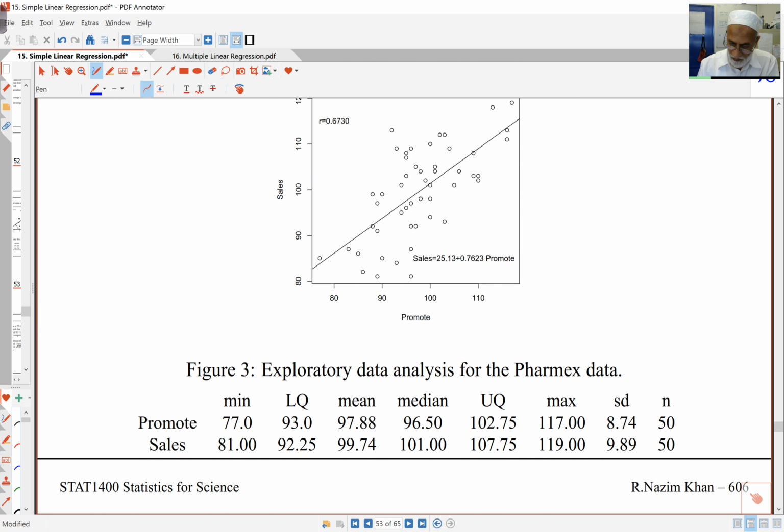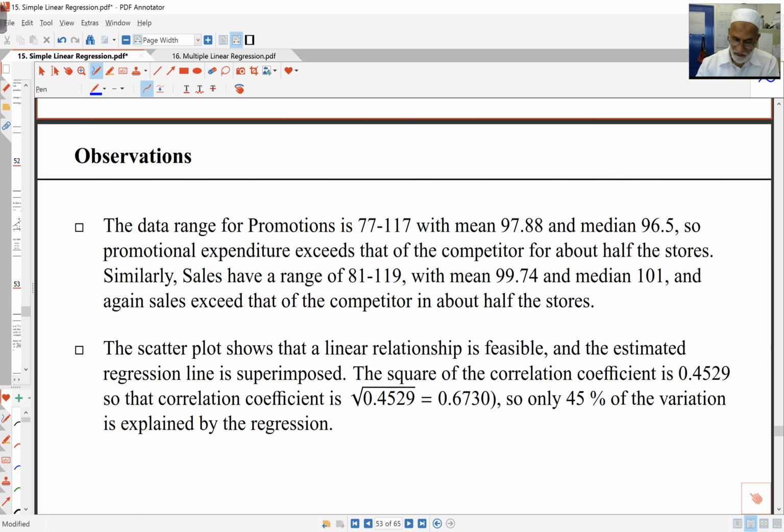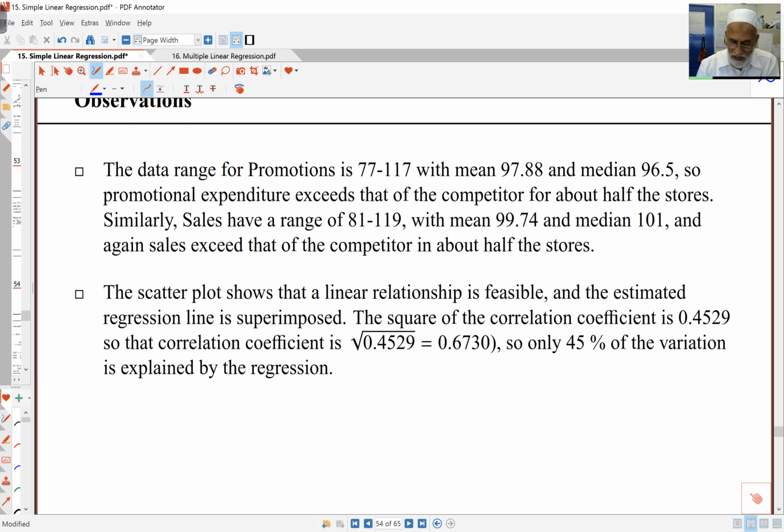So the maximum value for promote is 117%, and the maximum value for sales is 119% over here. So essentially, the data range for promotions here, I'm just summarizing the data, is between 77 to 117%. And that's the mean, median 96.5. So that means that promotional expenditure exceeds that of the competitor for about half the stores. So 96.5 is essentially about for half the stores we get more than that. And also the sales range of 81 to 119%. Mean 99.7 and median 110. So the sales exceeds for more than half the stores, about that much.